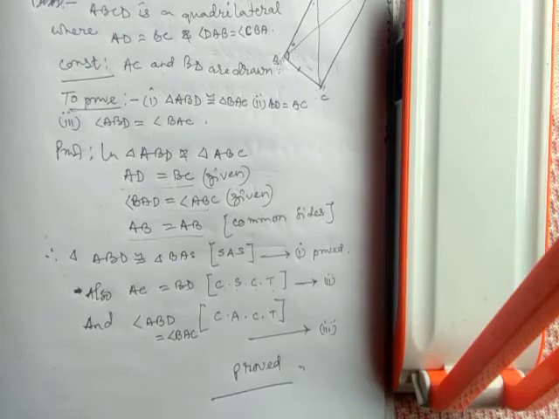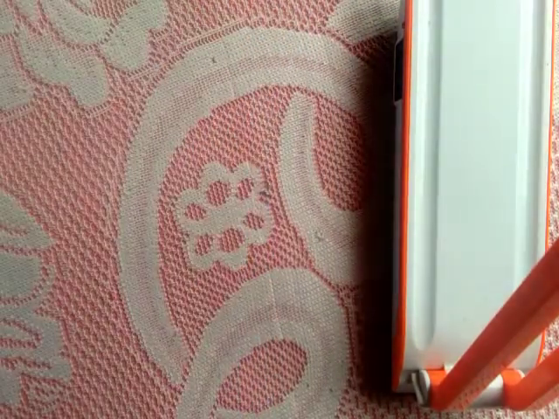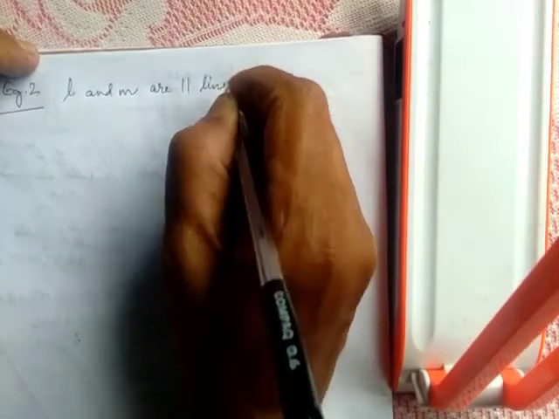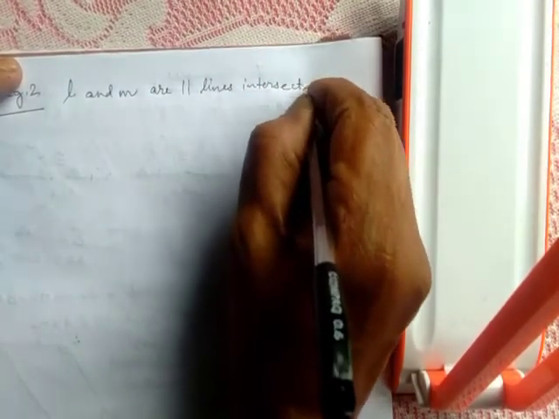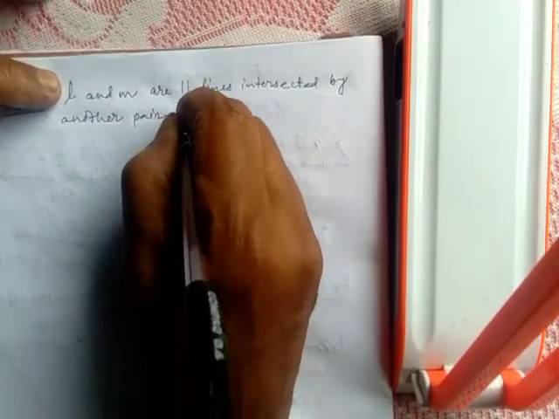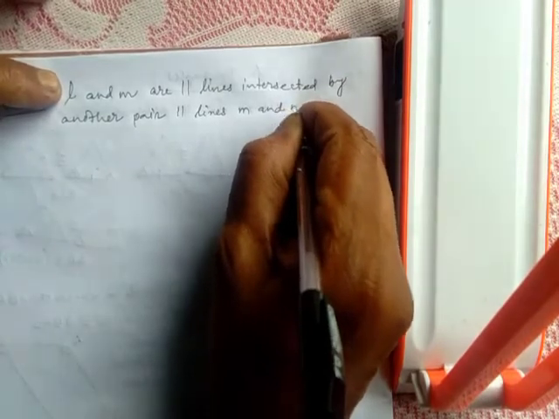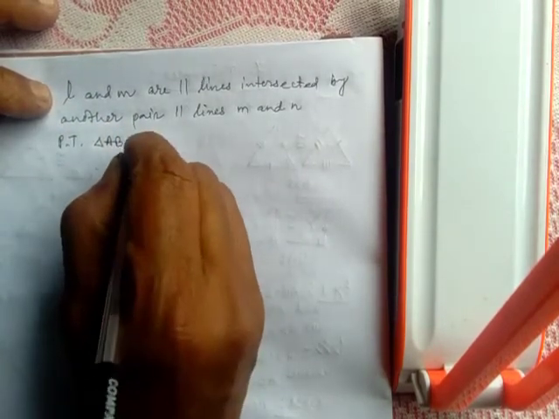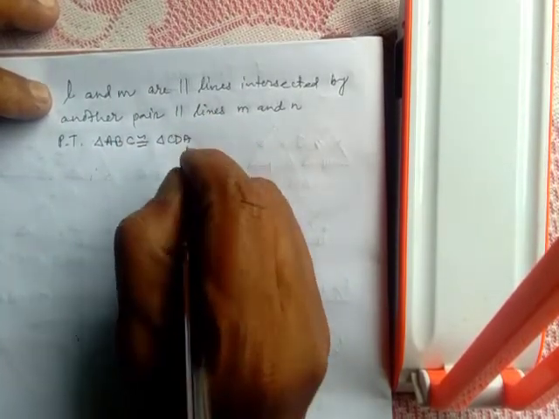Next we'll see example number 2. Example 2: L and M are parallel lines intersected by another pair of parallel lines, M and N. Prove that triangle ABC is congruent to triangle CDA. This is what we have to prove.